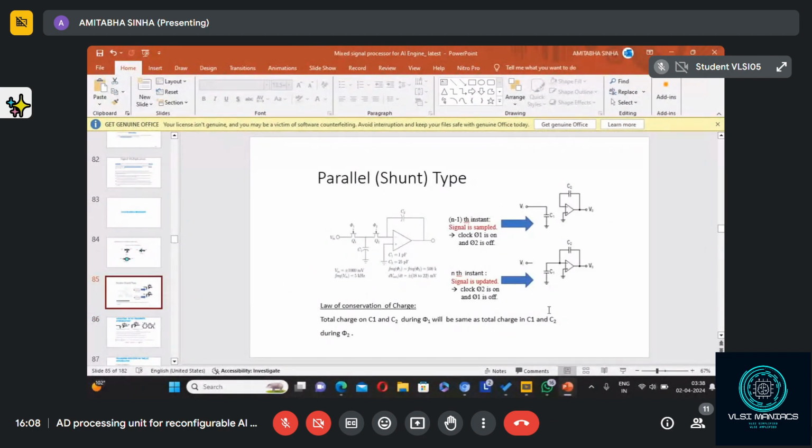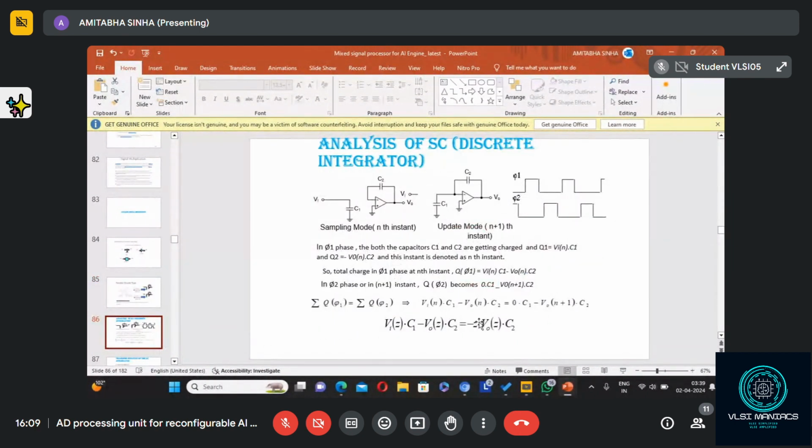Now consider the second diagram. In the second diagram, what is the total charge? It is V naught into C1 plus C2. One is 0 into C1 because C1 will be discharged; it is connected to the ground, so it will be totally discharged. So 0 into C1 minus V0 into N plus 1 into C2. Why am I calling it N plus 1?